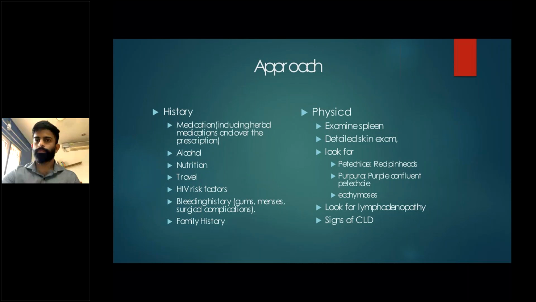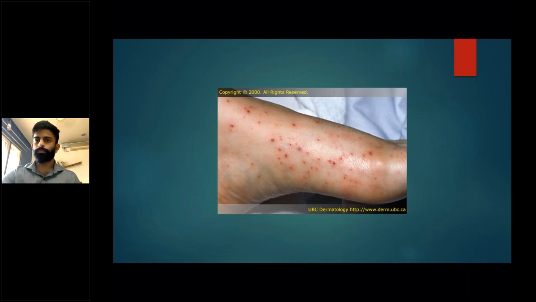So that's a good approach. So this is a picture of petechiae. You can see small, confluent, raised pinhead type hemorrhages on the skin that are seen.